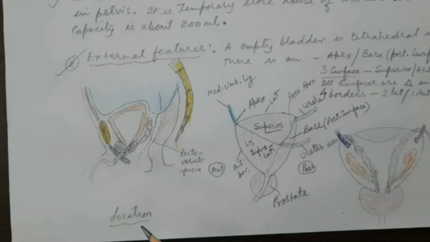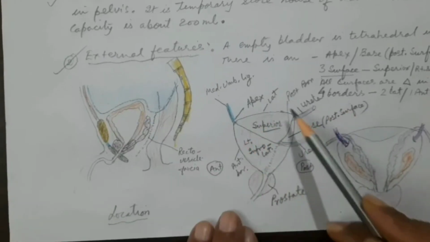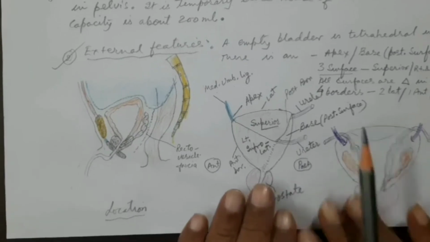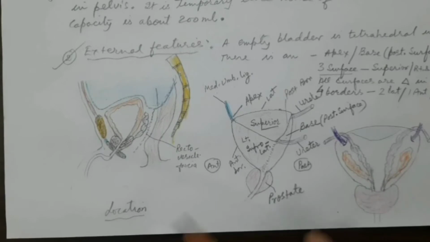I hope that you have understood the borders and surfaces of the urinary bladder. Let us now come to the relation of these surfaces, okay? Various surfaces, relation of the various surfaces.